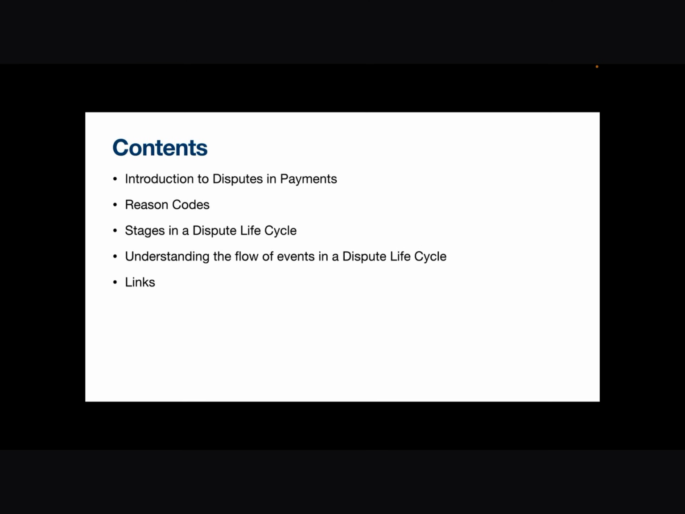So in today's video, we are going to cover the following topics. We will see an introduction to disputes in payments. The next is reason codes. We'll look into a very specific entity called reason codes, and we'll try to understand a little bit about the importance of a reason code in a disputed transaction. Then the third is stages in a dispute life cycle. We'll look at each and every specific stage and what that stage actually means. Different network providers have a subtle difference in these stages, but by and large, the concept remains the same.